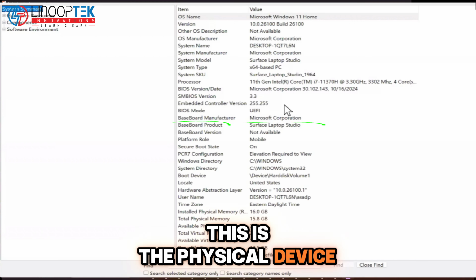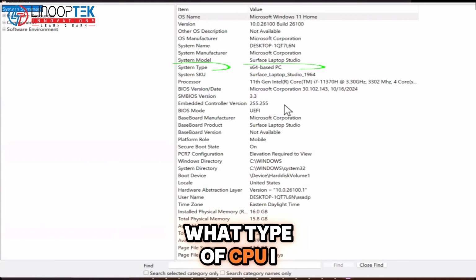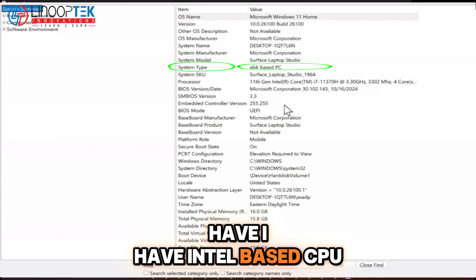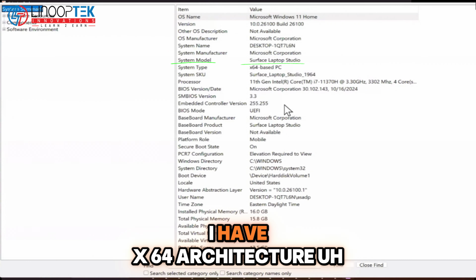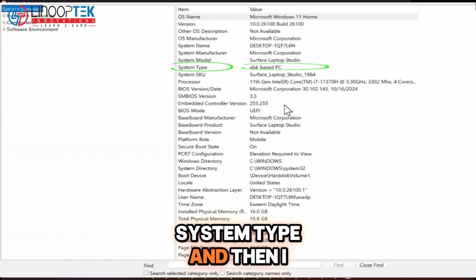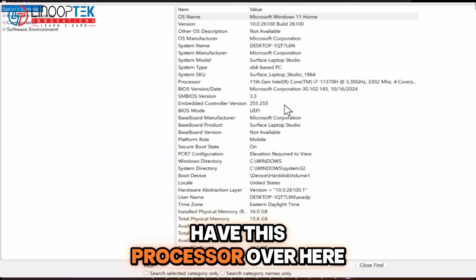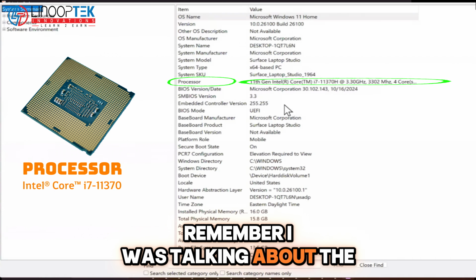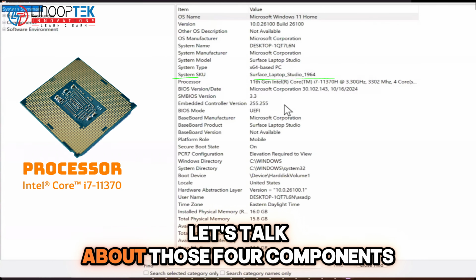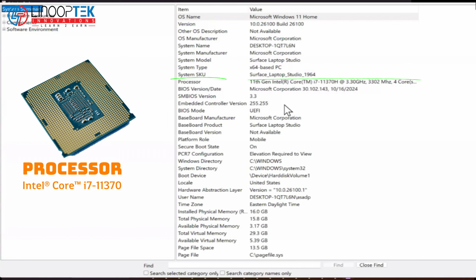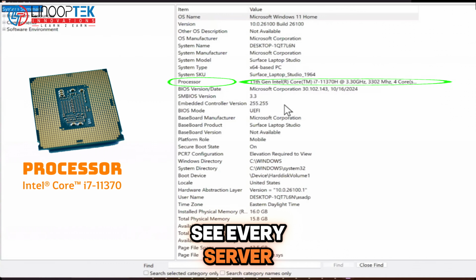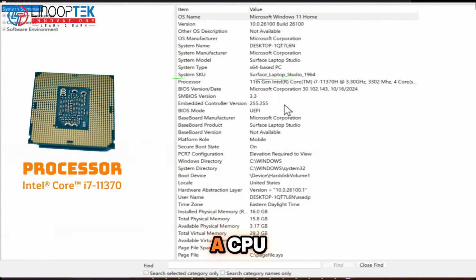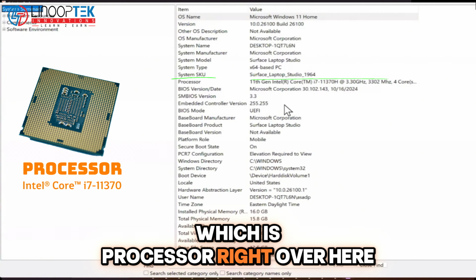This is the physical device. What type of CPU do I have? I have an Intel based CPU, x64. I have an x64 architecture system type, and then I have this processor over here. Remember I was talking about the 4 components? Let's talk about those 4 components for a second. One of them is right over here. Every server, every laptop, every desktop has a CPU, which is the processor, which is the brain of the computer.